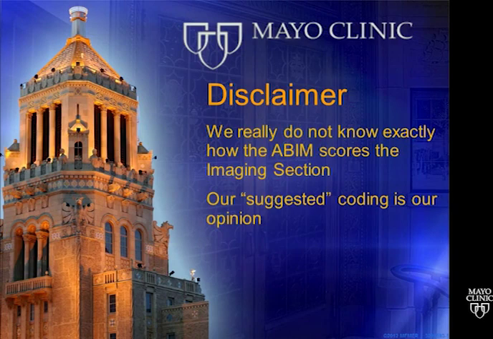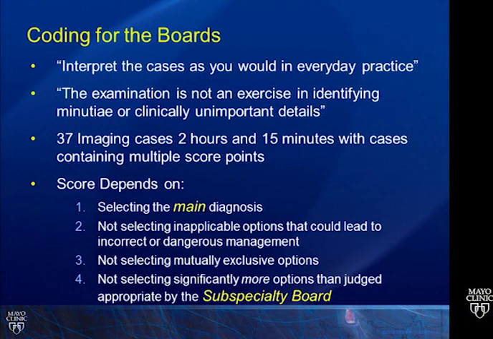We really don't exactly know how they scored the imaging section. But what I did do is probably the same thing you did, and if you haven't done it already, I recommend that you think about doing it: go to the ABIM website. They do have a bit of information there about what coding they expect. They want you to interpret cases as you would in everyday practice. To me, that's reassuring because most of us read a lot of echoes in our everyday practice. And the examination is really not to be considered an exercise in identifying minutia or clinically unimportant details. That's left up to our judgment.